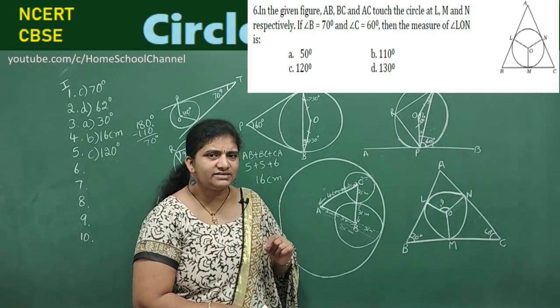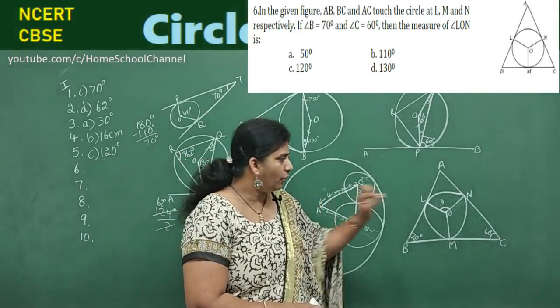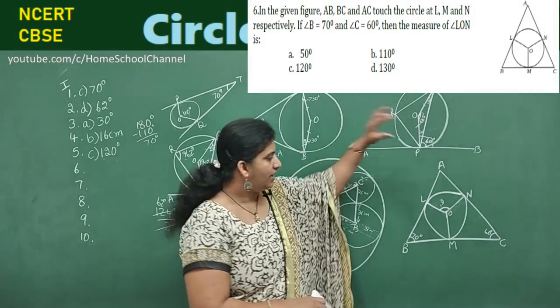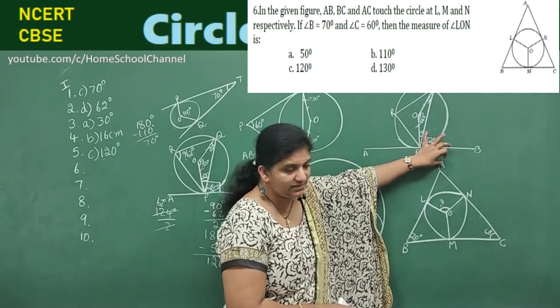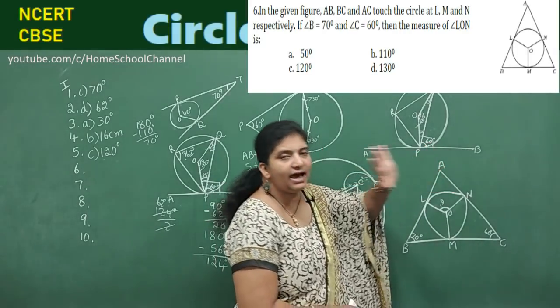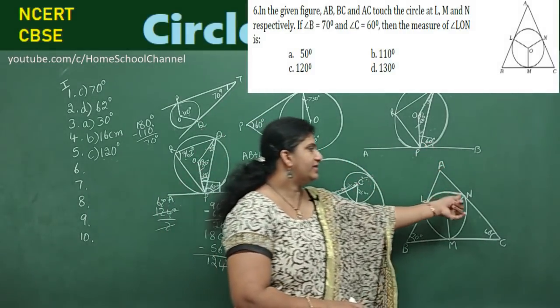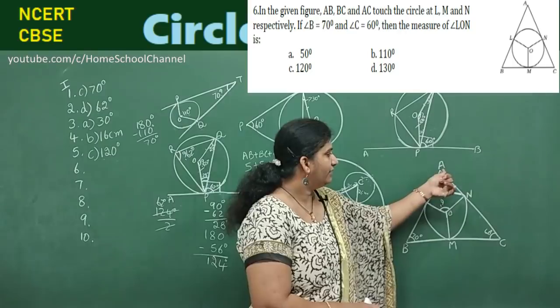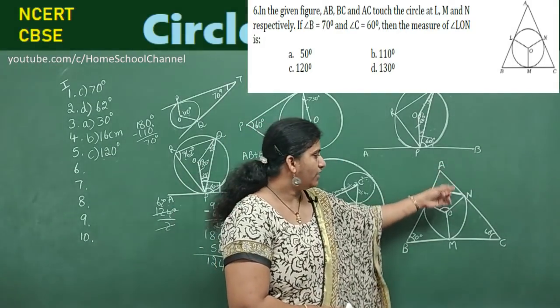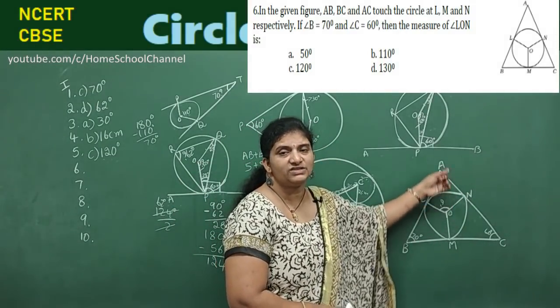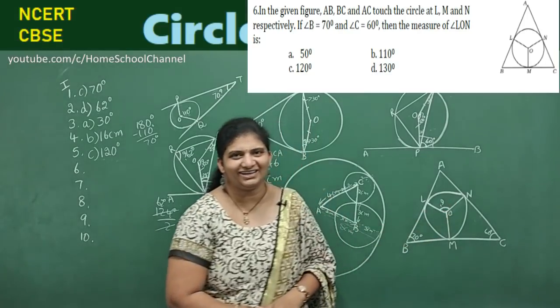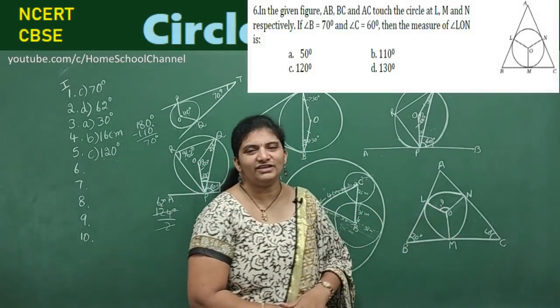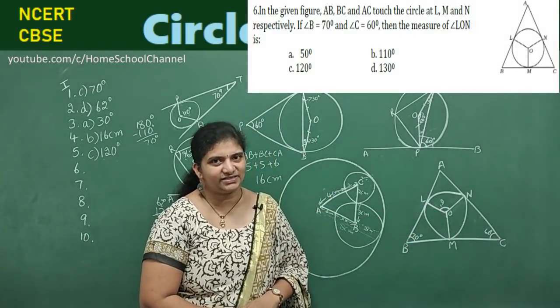What are tangents? A tangent is a line touching a circle at one point. Say that A is an external point. AL and AN are the tangents. Then 90 plus 90 is 180, and one angle is 50 degrees. Then the opposite angle, 180 minus 50, will be 130 degrees. Therefore, angle LON is equal to 130 degrees.